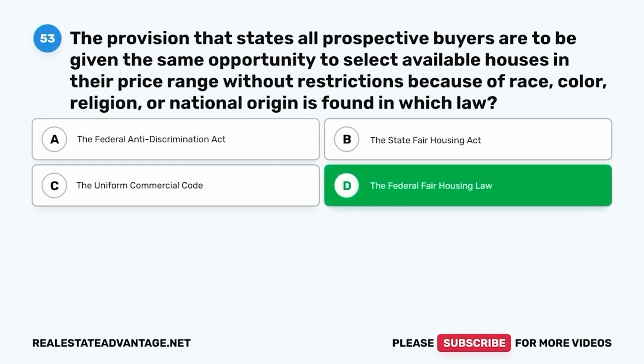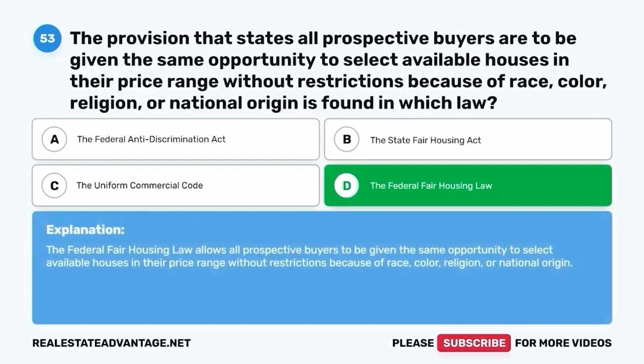The Federal Fair Housing Law. The Federal Fair Housing Law allows all prospective buyers to be given the same opportunity to select available houses in their price range without restrictions because of race, color, religion, or national origin.